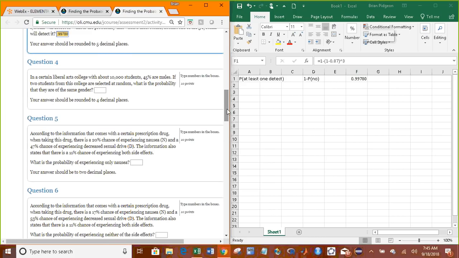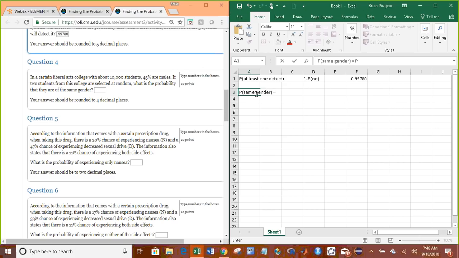In a certain liberal arts college with about 10,000 students, 45% are males. If 2 students from this college are selected at random, what is the probability that they are of the same gender? So, we need to think about this question in terms of the probability of same gender being the probability of both male or both female.